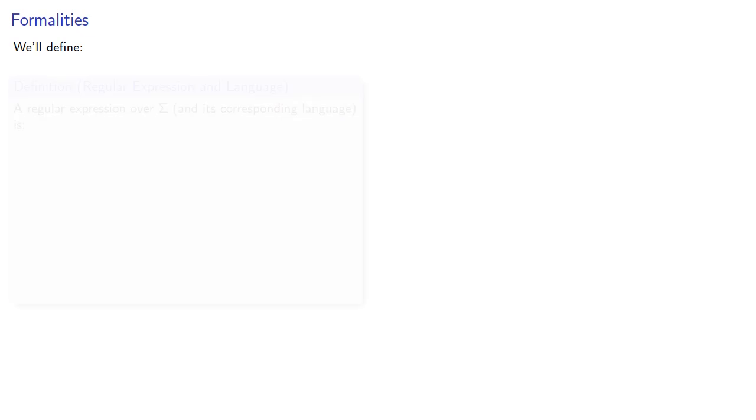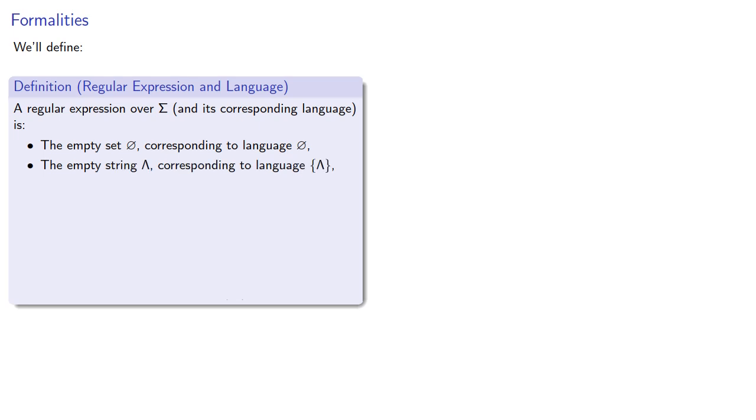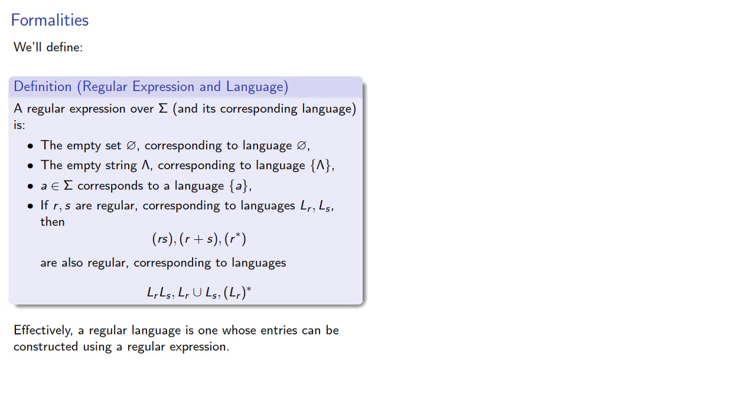So we'll define a regular expression over sigma and its corresponding language: the empty set corresponds to the language empty set, the empty string corresponds to the language consisting of just the empty string, any symbol corresponds to the language consisting of just that symbol, and then if R and S are regular corresponding to languages LR and LS, then the concatenation, union, and star closure are also regular, corresponding to the languages. Effectively, a regular language is one whose entries can be constructed using a regular expression.